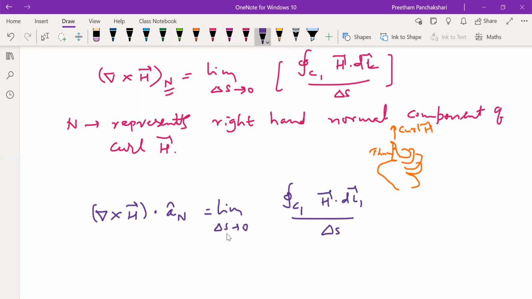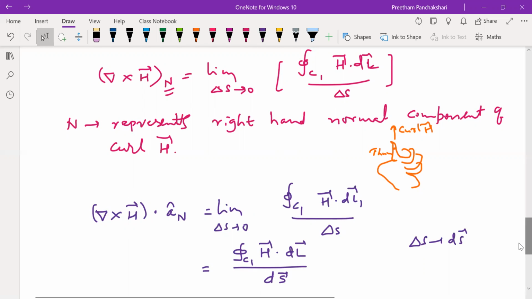Now, to remove this limit, delta S tends to 0, I would like to apply the limit to the right-hand side. Then upon application of the limit, delta S becomes dS, the differential area. So then the closed path is written as dl. Here it's going to be a very small closed path, divided by delta S becomes dS. We shall still keep this C1. This further shrinks to smaller value just for the mathematical interpretation.